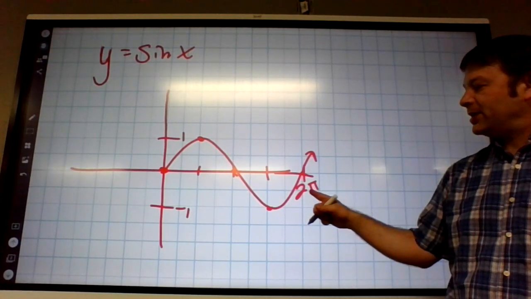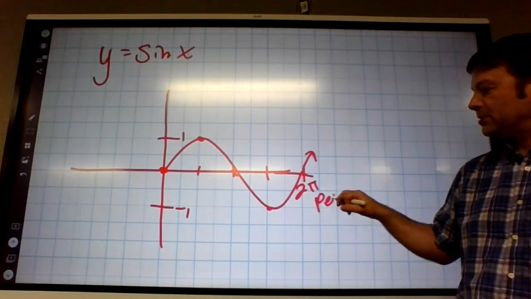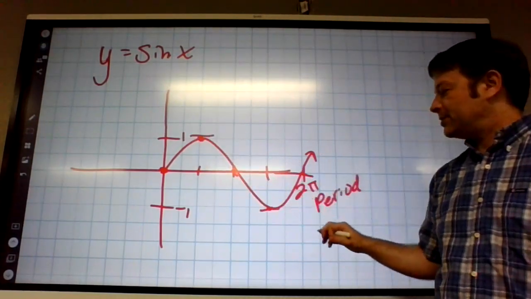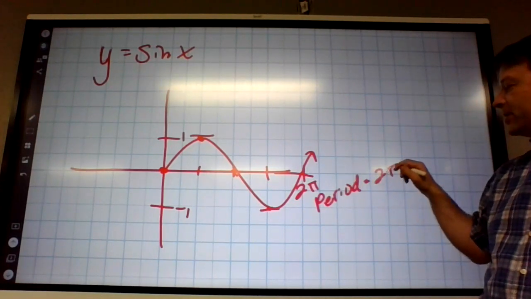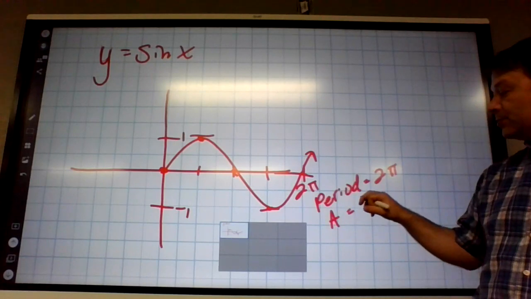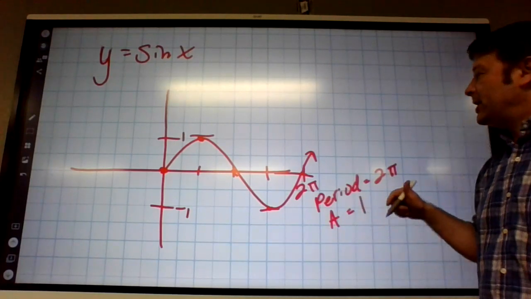So the 2 pi thing is called the period, and the up and down thing is called the amplitude. The period is 2 pi for a normal sine or cosine, and the amplitude is 1. Okay, what happens to the graph?